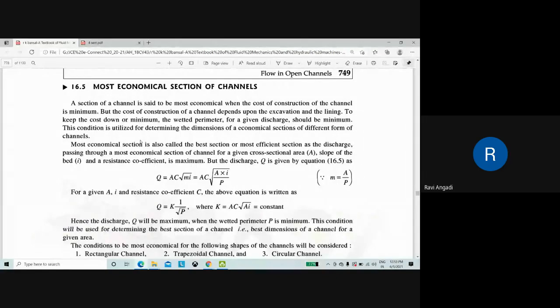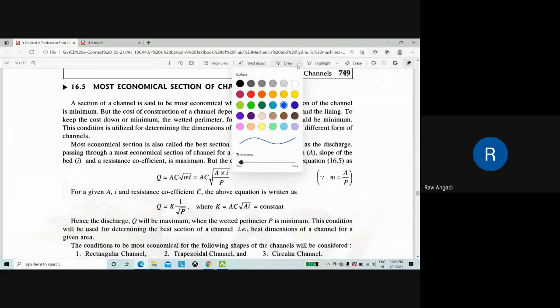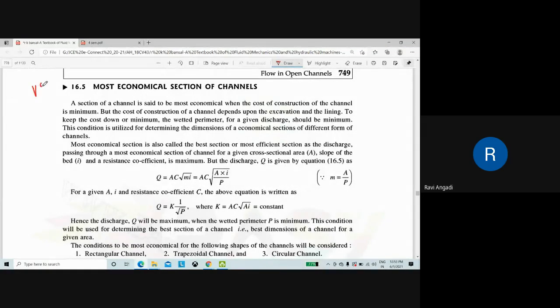So let us start the next section of this module, that is the most economical sections of channel. The most economical section is very important again. This is very important from the examination point of view. So what is the most economical channel section?